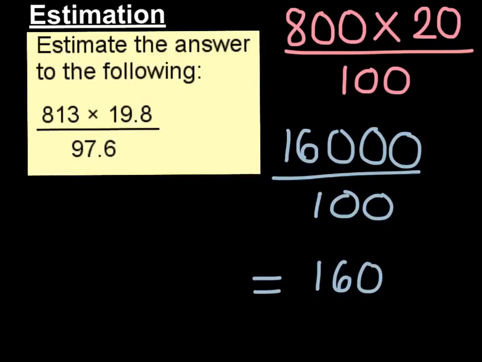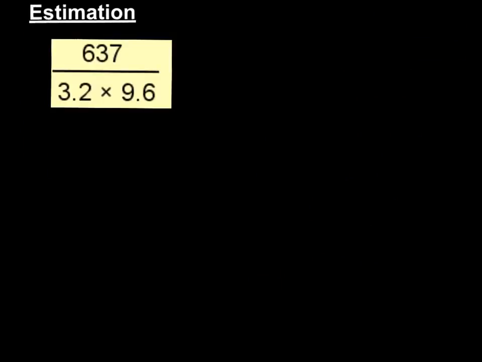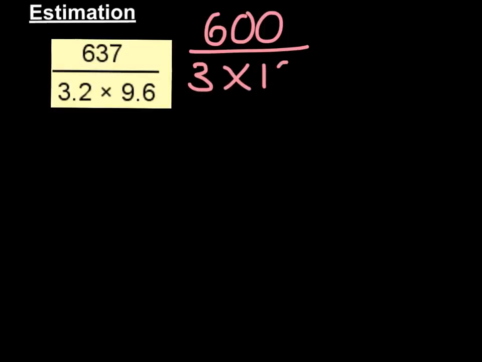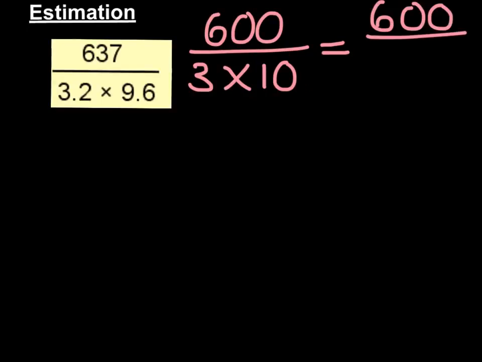Now obviously if you need to use your place value table to divide by 100, then you can go ahead and do that. Estimate the answer to 637 divided by 3.2 multiplied by 9.6. So 637 becomes 600, 3.2 becomes 3, and 9.6 becomes 10. Okay, so from there I need to work out what this bottom line is. So obviously we've still got 600 at the top, and at the bottom we've got 3 times 10, which is 30. Now from there we've got 600 divided by 30.